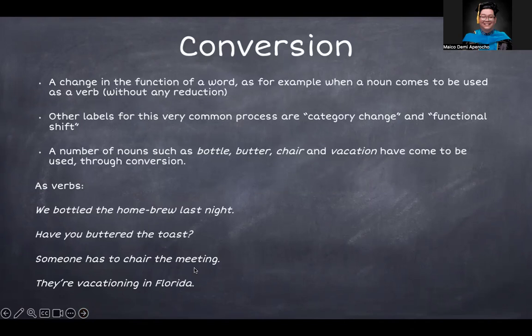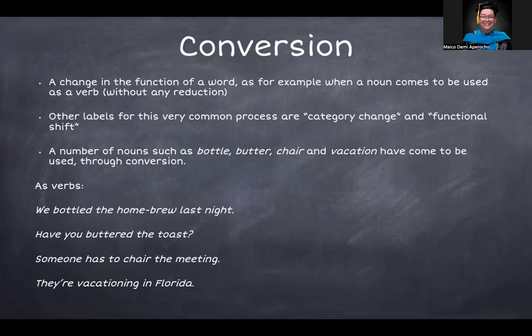And then we also have the process called conversion. It's a change in the function of a word, as for example, when a noun comes to be used as a verb without any reduction. So there's no reduction happening at all. Other labels for this very common process are category change and functional shift.